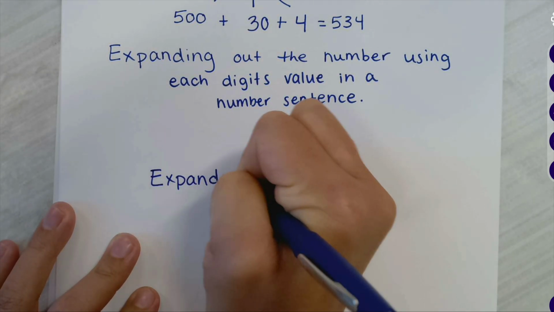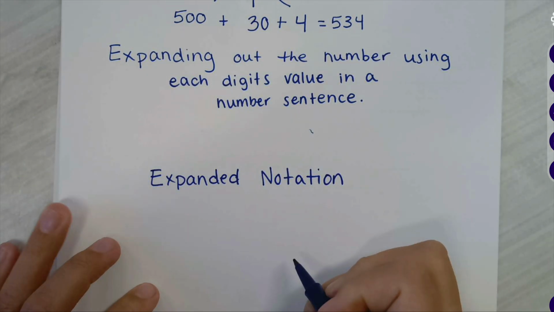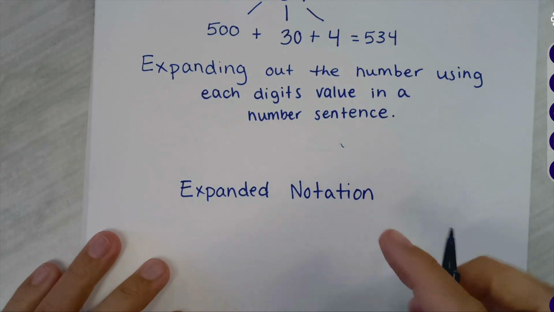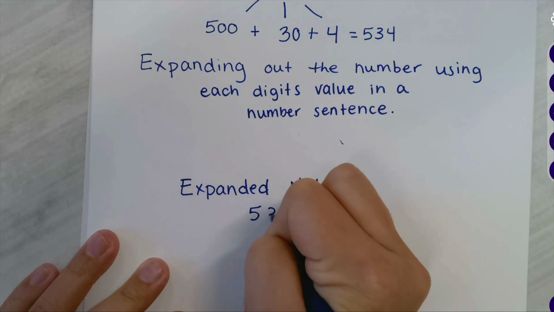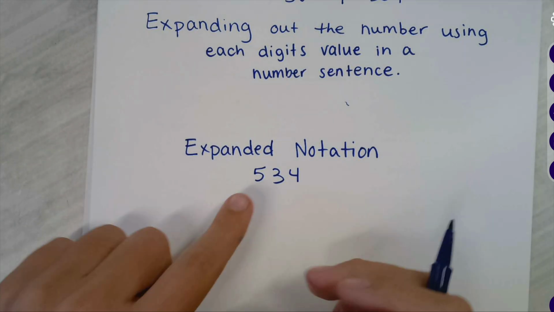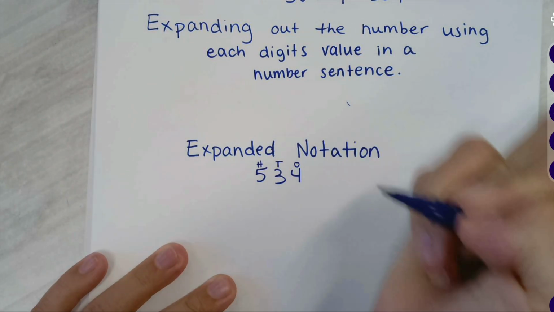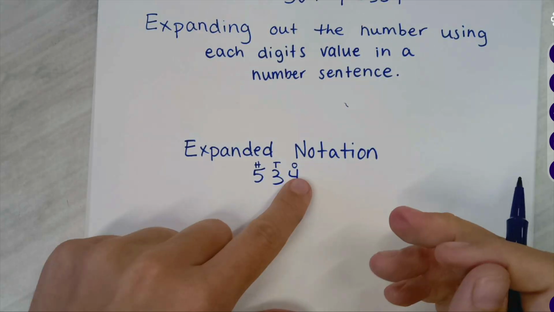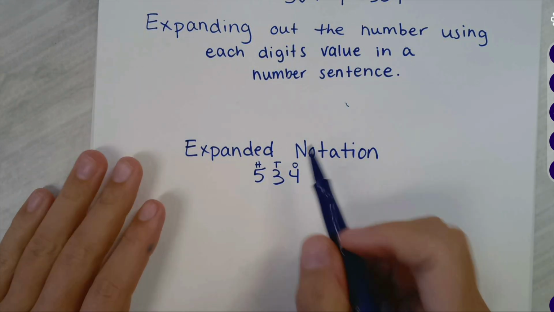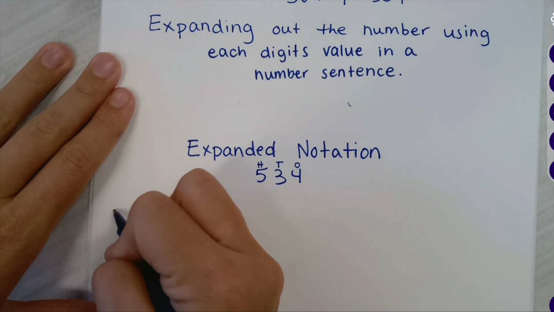Expanded notation. And I'm going to use the same number that we used up here. I'm going to use 534. Well, for expanded notation, I'm not going to use the digit's value. I'm going to look at my ones, tens, and hundreds and think of how many groups of ones do I have? How many groups of tens? Or how many groups of hundreds, I mean. And you start with parentheses. So like this.